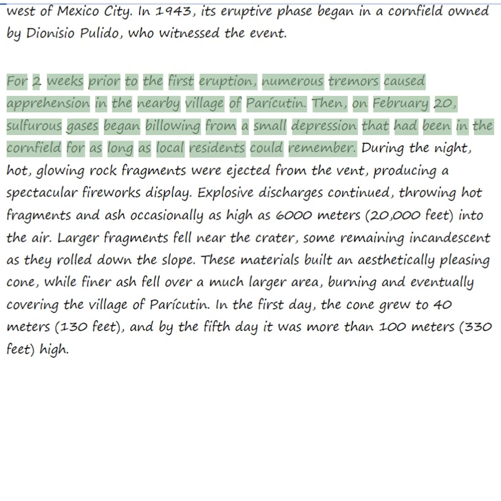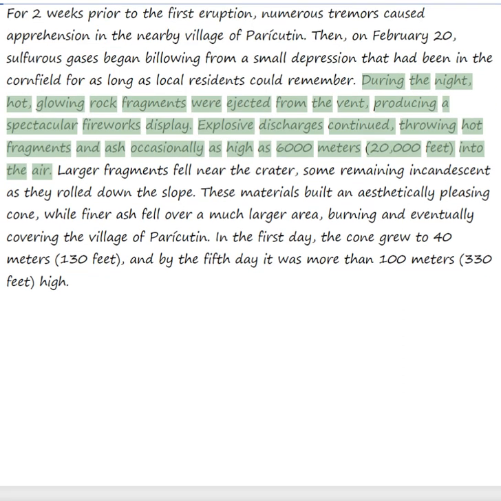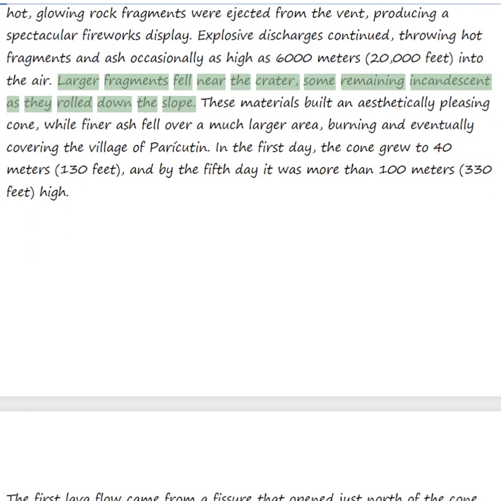Then, on February 20th, sulfurous gases began billowing from a small depression that had been in the cornfield for as long as local residents could remember. During the night, hot, glowing rock fragments were ejected from the vent, producing a spectacular fireworks display. Explosive discharges continued, throwing hot fragments and ash occasionally as high as 6,000 meters into the air. Larger fragments fell near the crater, some remaining incandescent as they rolled down the slope.